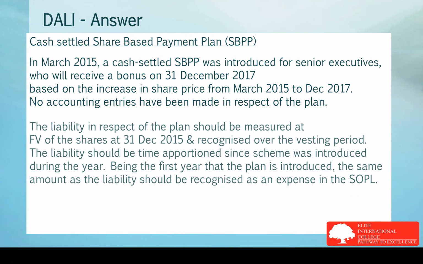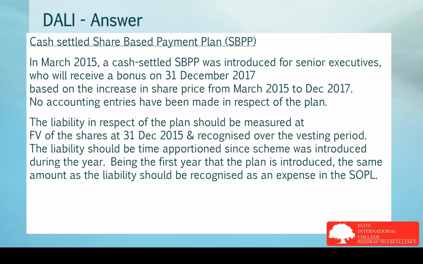Then we're going to look at the accounting treatment. The liability in respect of the plan should be measured at the fair value of the shares at 31 December 2015 and recognized over the vesting period. The liability should be time apportioned since the scheme was introduced during the year. Being the first year that the plan is introduced, the same amount of the liability should be recognized as an expense in the SOPL. So that's the accounting treatment.